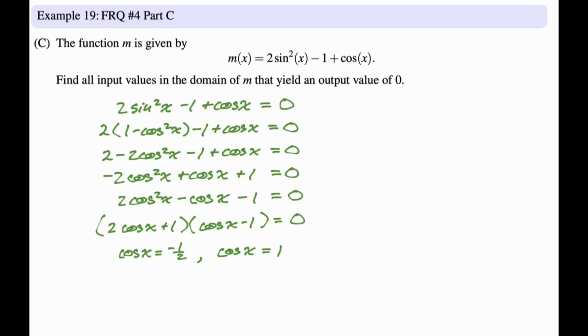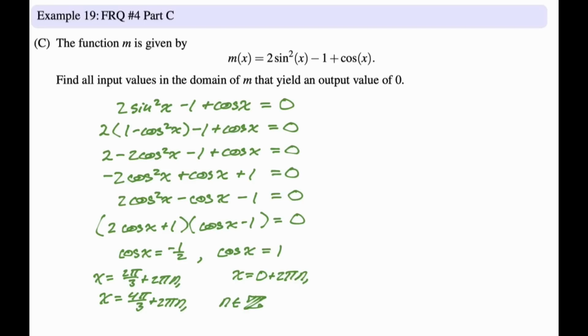That means we need to generalize our solution. So cosine of x is negative 1/2. We've actually encountered this before in this fake problem that I made up, so not a great problem. So that was at 2 pi over 3 and 4 pi over 3, but because we can keep looping around, we're going to add 2 pi n. And then cosine is equal to 1 only at 0. So 0 plus 2 pi n, where n is an element of the integers.